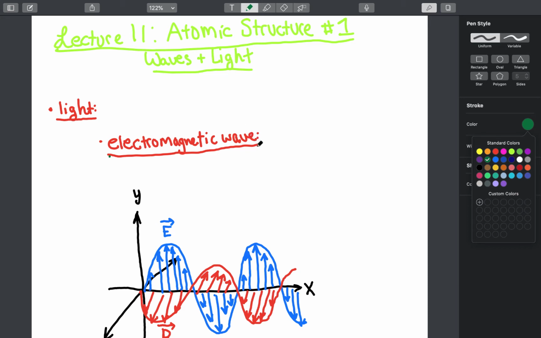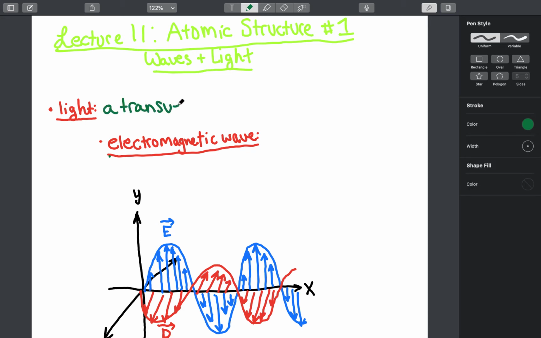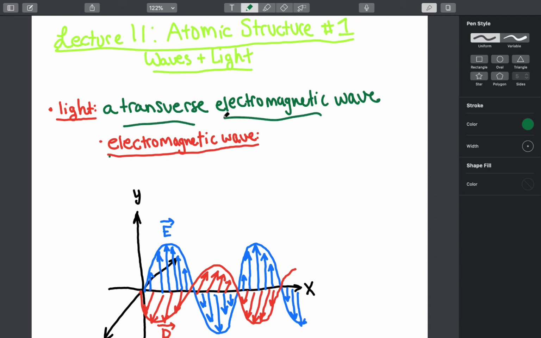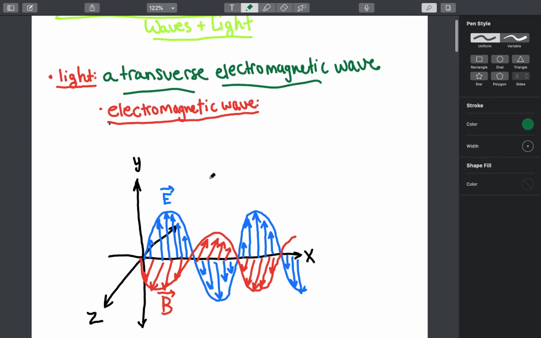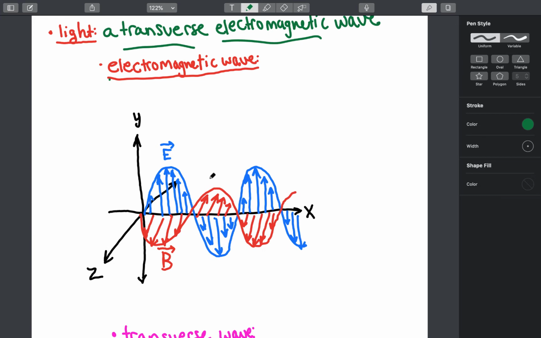So what is light? Well, light is a transverse electromagnetic wave. So there's a couple of big words in here: transverse and electromagnetic. So let's look into what these words actually mean. So what is an electromagnetic wave?